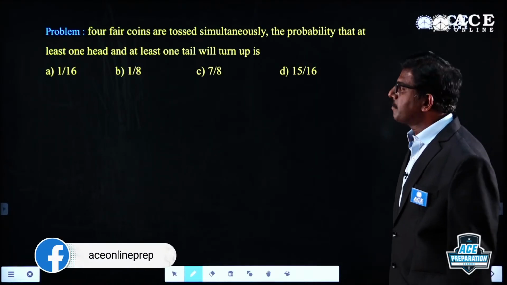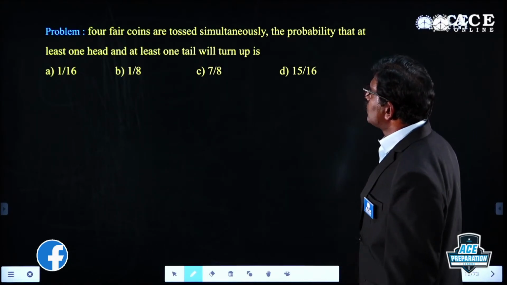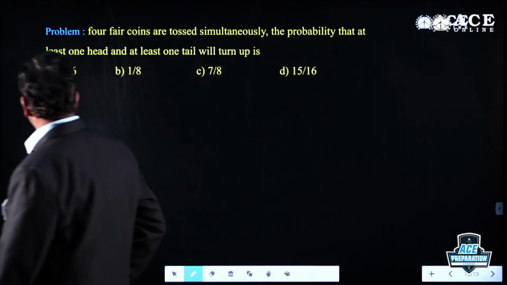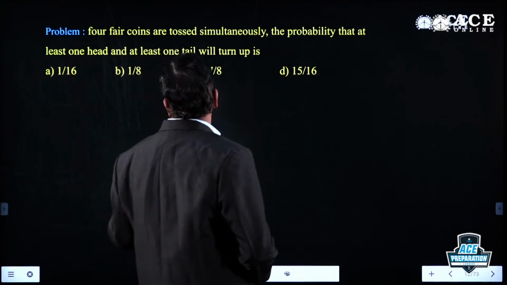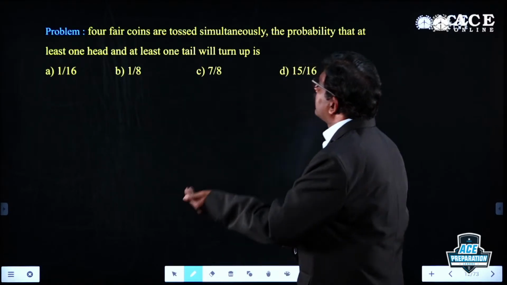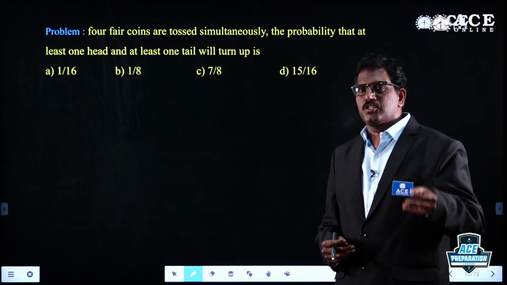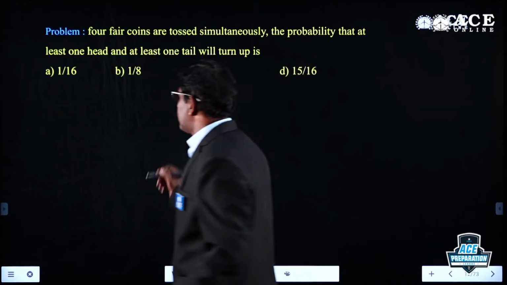Next, coming to this problem. Four pair of coins are tossed simultaneously. The probability that at least one head and at least one tail will turn up. Okay, think about that problem. Are you clear? Simple. Whenever one coin is tossed, the denominator is 2. If 2 coins are tossed, n of S is 4. If 4 coins are tossed, what is n of S here?